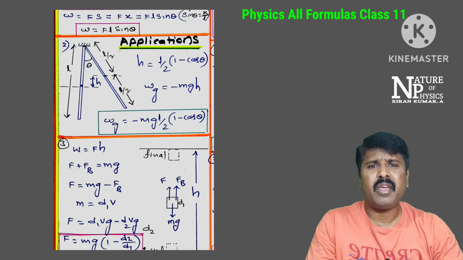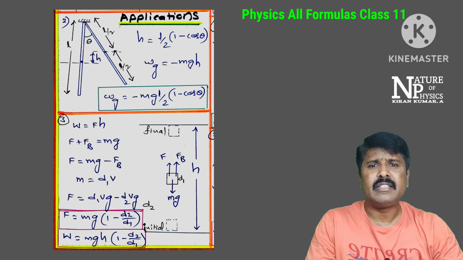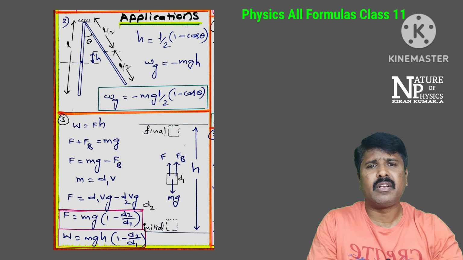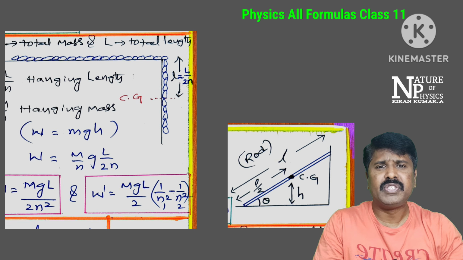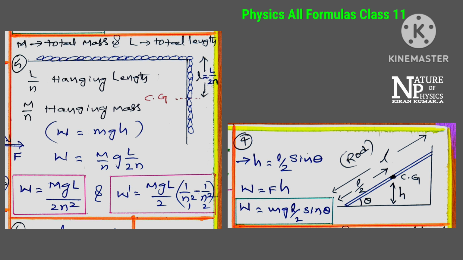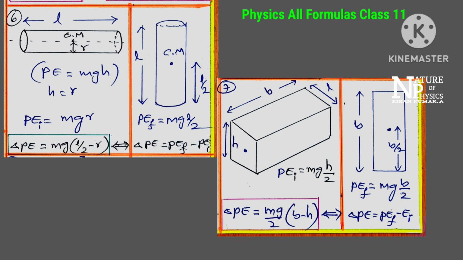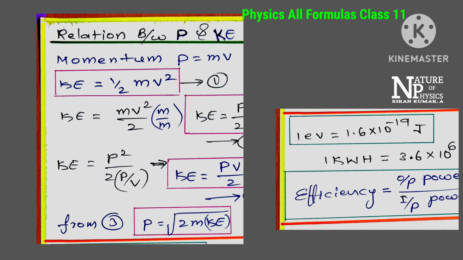And next one is work done by a variable force, which I also gave you, and different work done examples. A vertically suspended rod pulled by an external force, so the center of mass will change. Work done in the different cases is also clearly given in this diagram.